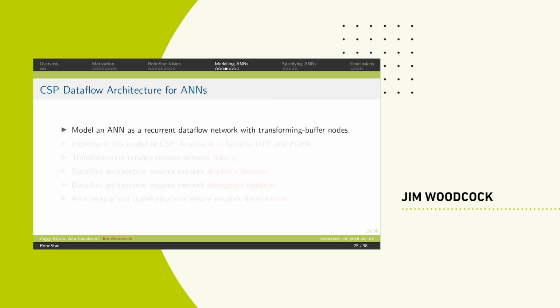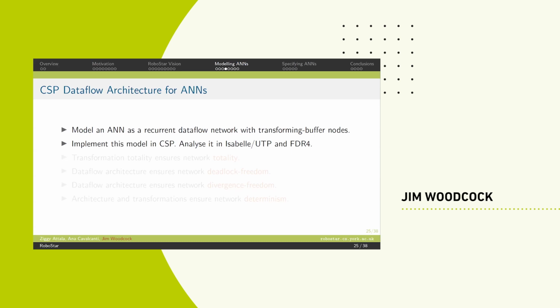So we have a data flow architecture for these ANNs. We're modeling an ANN as a recurrent data flow network with transforming buffer nodes. I'm using buffer in the technical sense of a FIFO data structure that's free from deadlock, free from divergence. It has the FIFO property for things that go through it. If it isn't full, it won't refuse to input. If it has content, it won't refuse to output. And now I'm talking about transforming buffers, so they don't just let things flow through them, they actually do something to the data as it goes through.